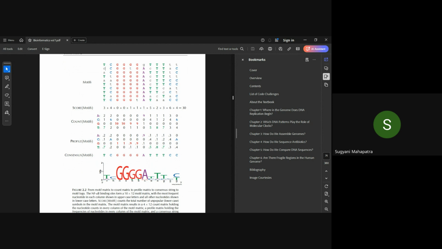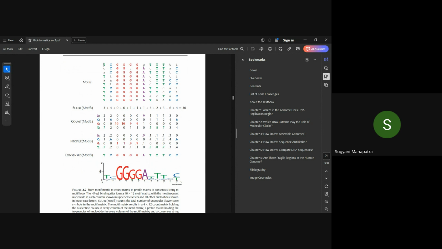So what this actually means is that T is the dominant nucleotide in this position. That is why it has been represented as a capital. This is just a notational issue. Here the capital T means that T is occurring in most of the nucleotides.